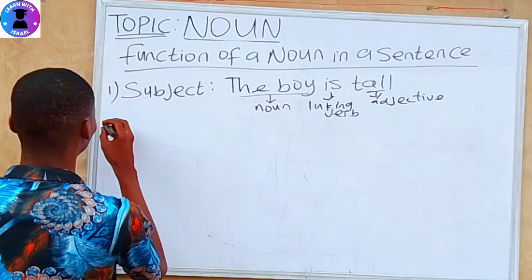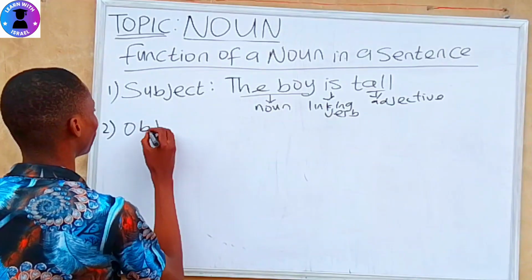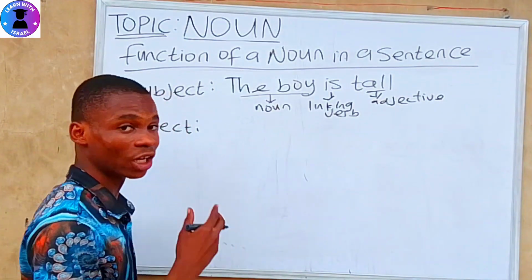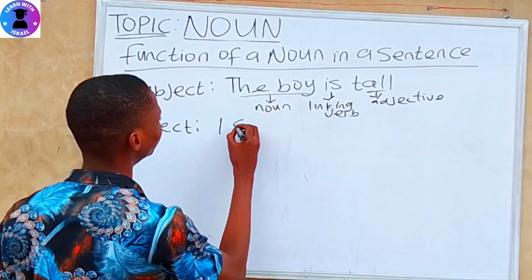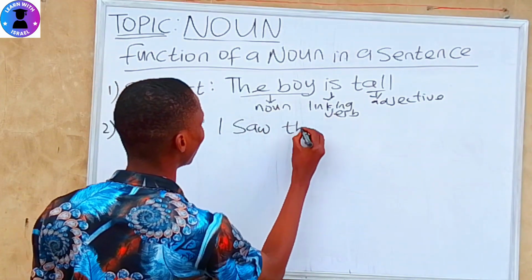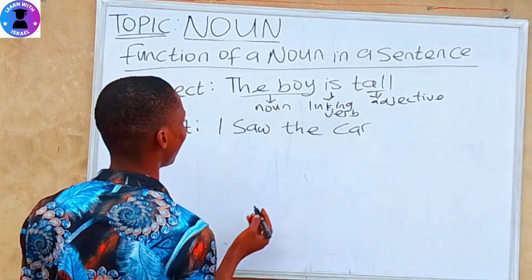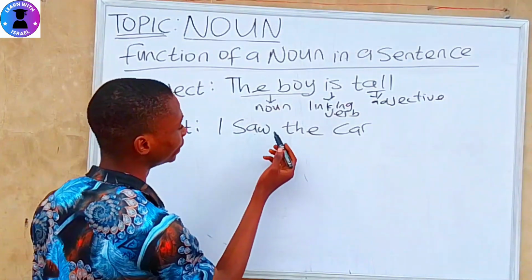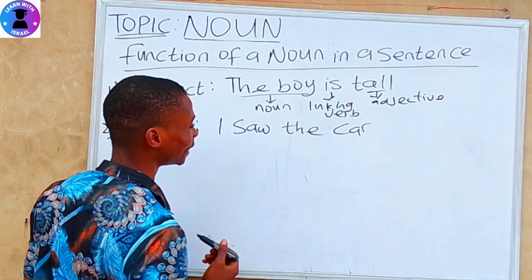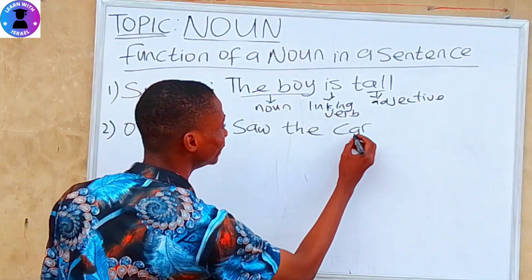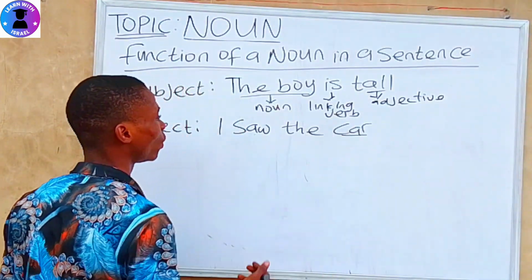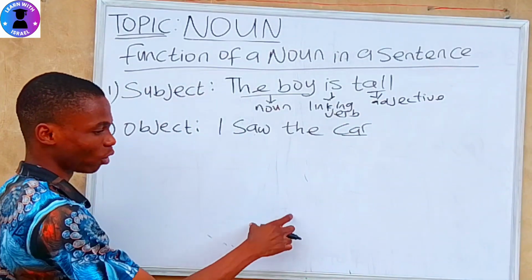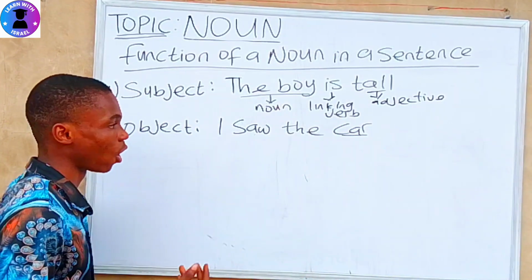So let's move to the next one, which is object. Noun can also function as object. I saw the car. I is a pronoun. Saw is a verb. The is an article, while car is a noun and it functions as an object. We all know things like this body here are objects. I hope you all know that.